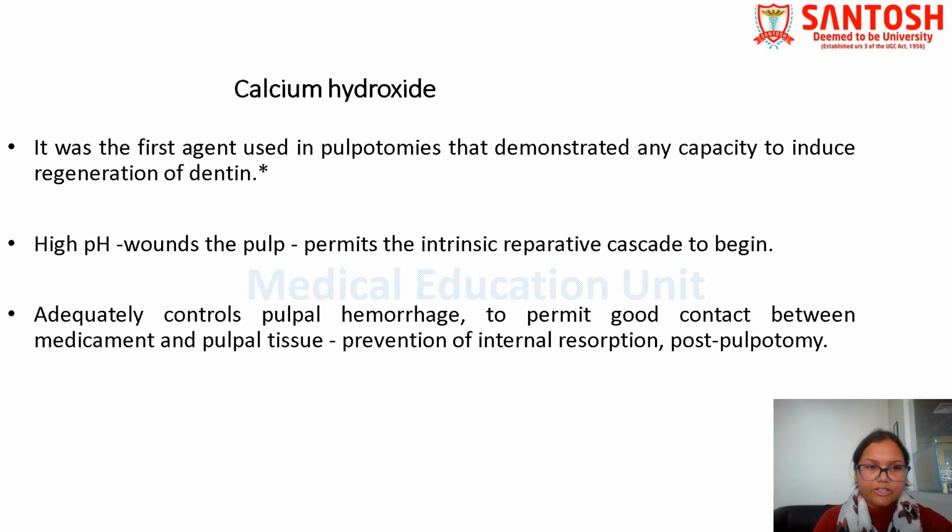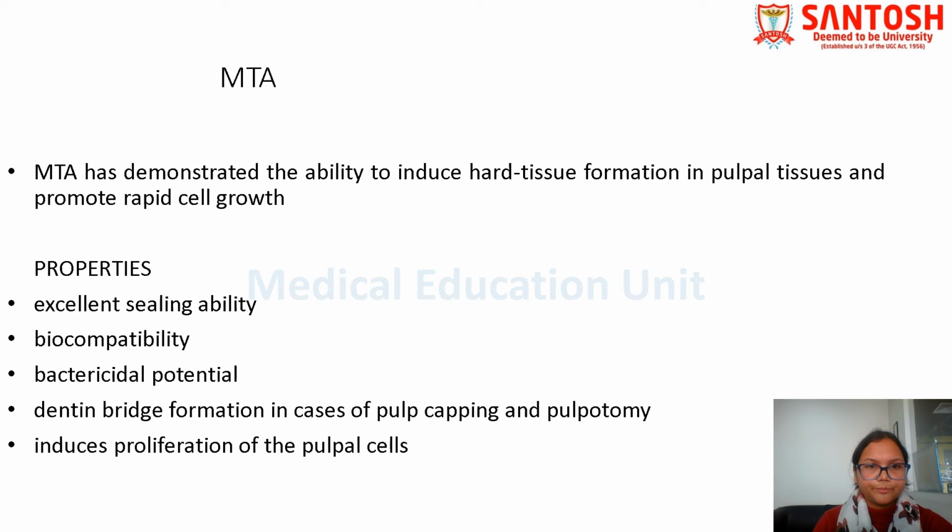The first one is calcium hydroxide. It was the first agent to be used in pulpotomies that demonstrated any capacity to induce regeneration of dentine. It has a high pH, therefore it wounds the pulp and permits the intrinsic reparative cascade to begin, adequately controls the pulpal hemorrhage, and permits good contact between the medicament and the pulpal tissue, which prevents internal resorption post pulpotomy. The second material used is MTA.